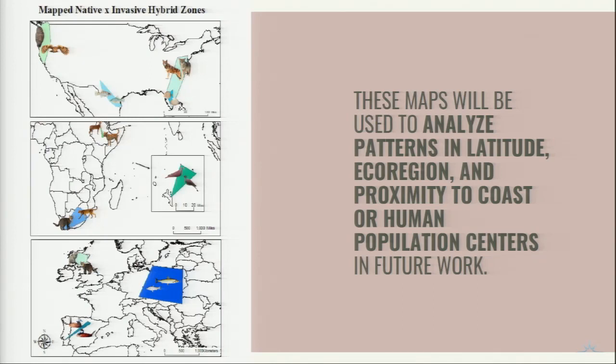So these are the 3 maps that I generated, and as you can see, they have the 10 polygons spread worldwide, and I also have the 2 hybridizing species pairs represented in the polygons. So from my interpretation, this just indicates that this work needs to be expanded with continued research from future case studies, as well as an extension of the available museum data to the public so that this research can continue. I'm hopeful that my maps will be used to analyze patterns in latitude, ecoregion, and proximity to the coast or human population centers in future work.